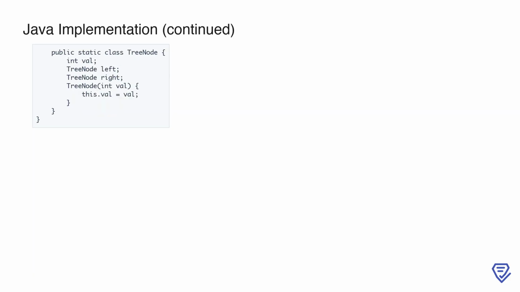Finally, we define the TreeNode class, which represents the structure of each node in the binary tree. Each node contains an integer value, val, as well as references to its left and right children, which are also TreeNode objects. The constructor initializes the node with a specific value and sets the child references to null by default. This class is essential for representing the tree structure used in the sumNumbers method. With this, our implementation is complete, and the depth-first search approach ensures we traverse the entire tree to calculate the sum of all root to leaf numbers efficiently.